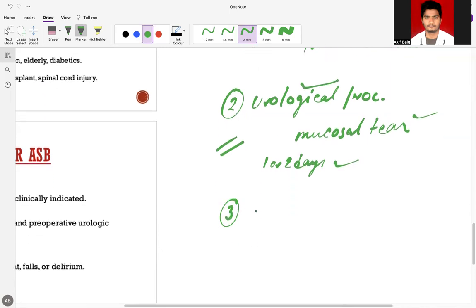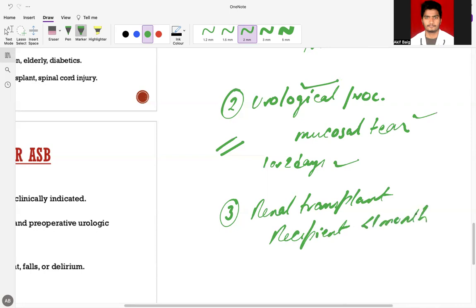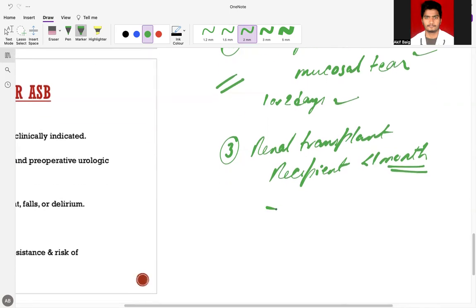Third is the renal transplant patient. This is a renal transplant recipient within 1 month. We are talking only about within 1 month, that means the patient has received a kidney within the last month. If this patient is found to have colony forming units in urine of more than 10 to the power of 5 per ml, then the patient requires treatment, because it may lead to many infections as the patient is under the highest immunosuppression at this period.